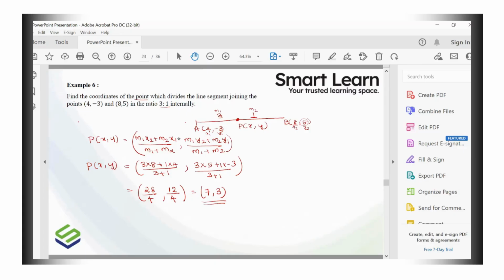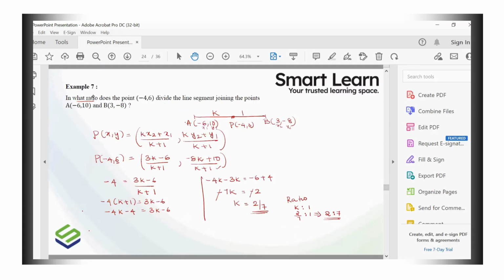(m1 x2 + m2 x1) / (m1 + m2), comma, (m1 y2 + m2 y1) / (m1 + m2). m1 is 3. So 3 into 8 plus 1 into 4 by 3 plus 1. Next, 3 into 5 plus 1 into minus 3 by 3 plus 1. So you will get 28 by 4 comma 12 by 4, that is (7, 3).